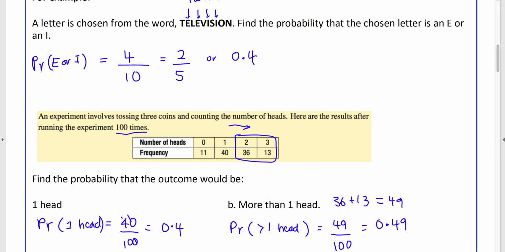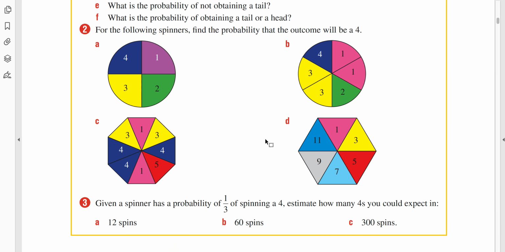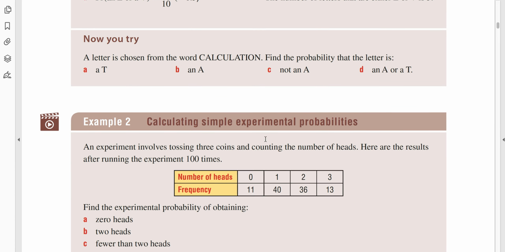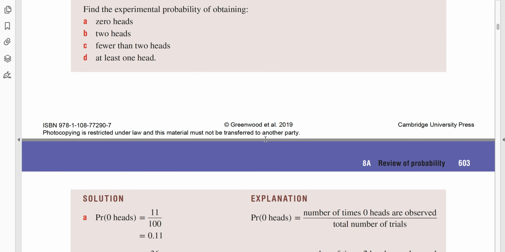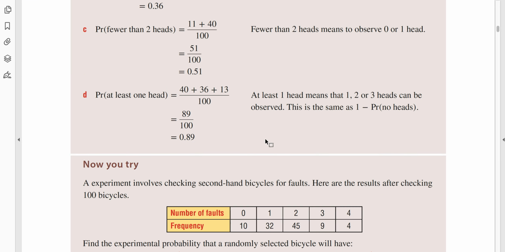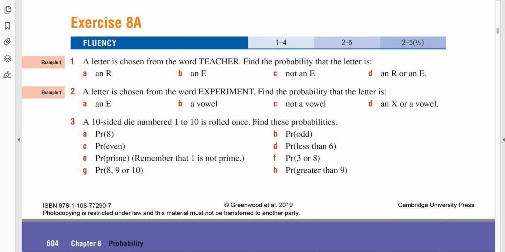What you'll see is we are looking at 8A, review of probability. If you want to, there are additional examples in your text if you are still feeling like you need a little bit more help. Maybe have a look at those examples before you start the exercise, which you can see starts here.